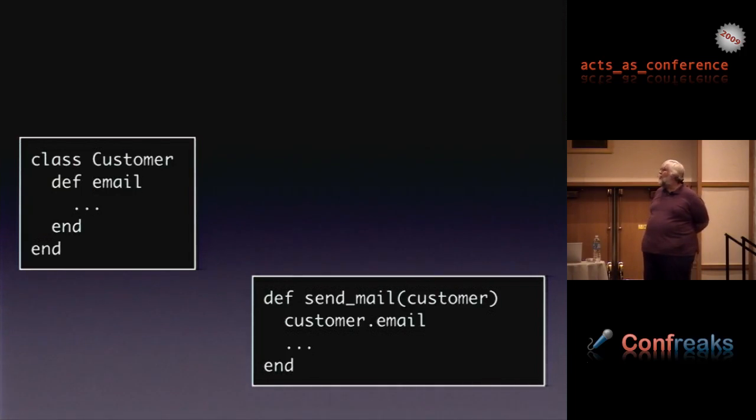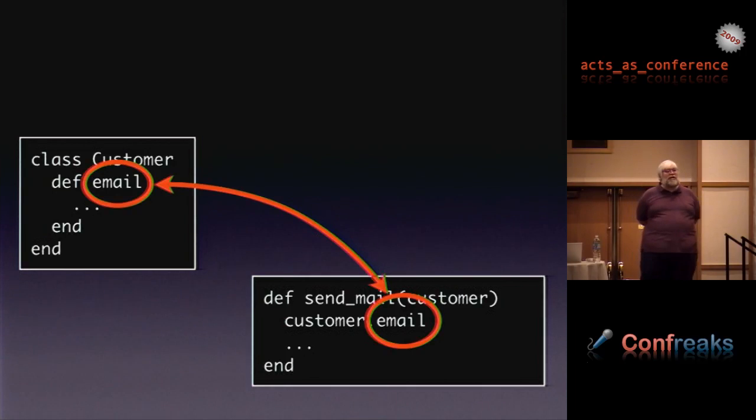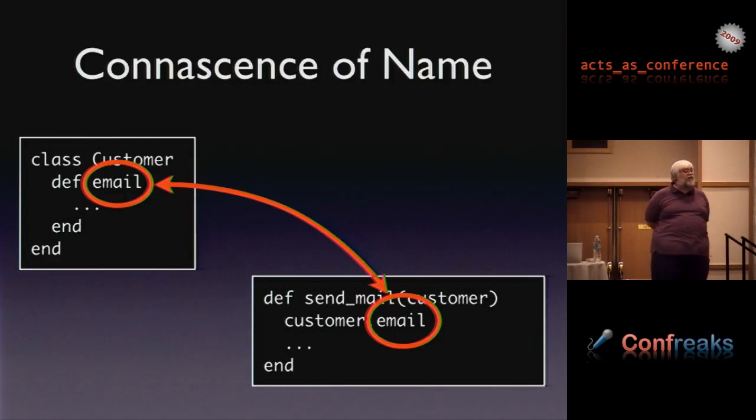Email. They both refer to the name email. One defines the meaning of email, the other uses the name email to invoke the original definition. So these 2 pieces of software share a kinesis that is based upon the name email. And we call this Kinesis of Name.